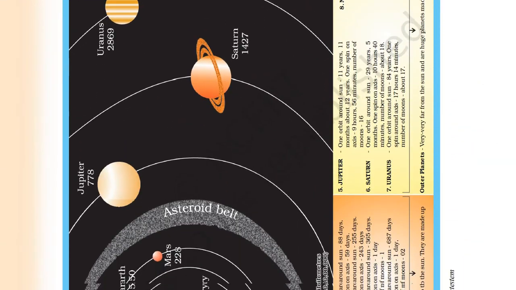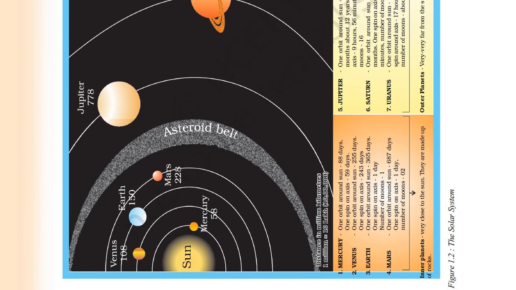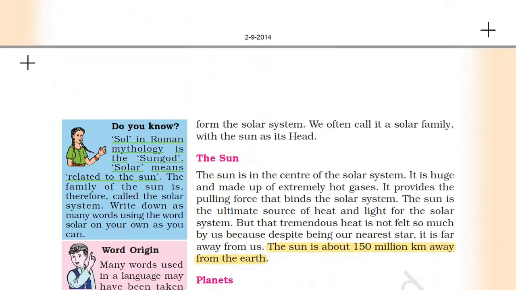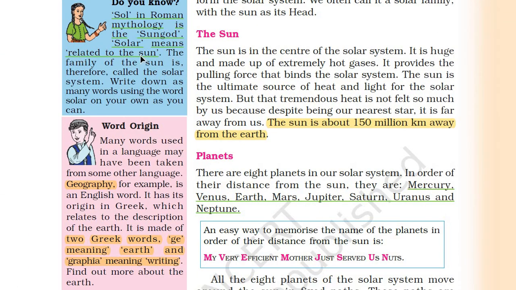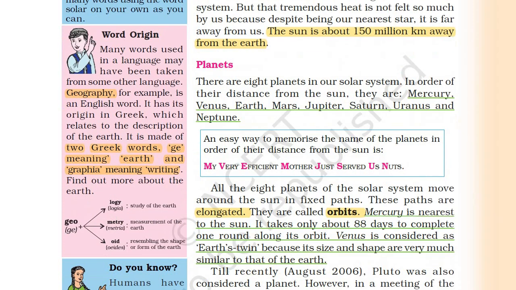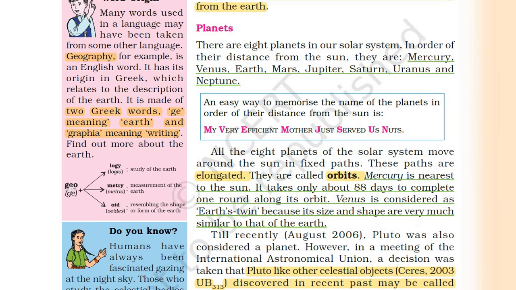Next, here we have a picture of the solar system. You can have a look at it. The various planets here, as you can see, with Earth here. Solar means related to the sun. Geography, please make sure when you're going through the NCERT books, please read all these boxes, whatever is given at the beginning of the chapter, in the side boxes, the ends, because many times we have seen questions are asked from these areas, right? Geography is derived from 2 Greek words, ge meaning earth and graphia meaning writing, that is writing about the earth. Here we have geology, geometry and geoid. Geoid means resembling the shape or form of the earth, right?